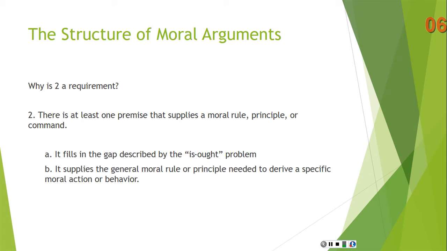But first, why is 2 a requirement? 2 says there is at least one premise that supplies a moral rule, principle, or command. Why is this required? Well, it fills in the gap described by the is-ought problem. The is-ought problem is the leap from an is statement to an ought statement. To fill in the gap is to provide an extra step so that it's no longer a leap, it's just a natural progression to the conclusion. That's A. B, it supplies the general moral rule or principle needed to derive a specific moral action or behavior.